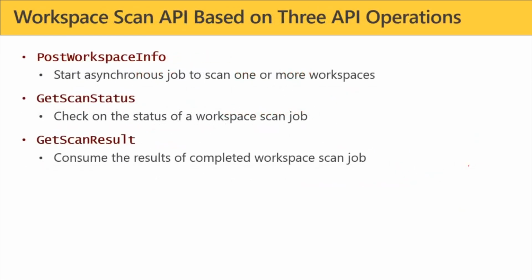Now, when we want to use the Scanner API, it's not just one operation you call and get a response back. It is an async API. So you'll call post workspace info to start an asynchronous job to scan one or more workspaces. And then as the job is running, you can call get scan status to figure out if it's still running or if it's complete, and if it completed, did it complete successfully?